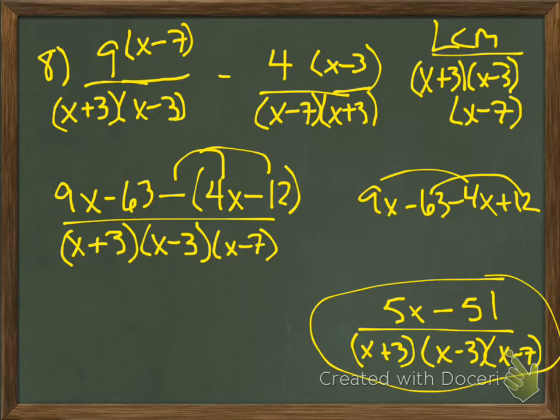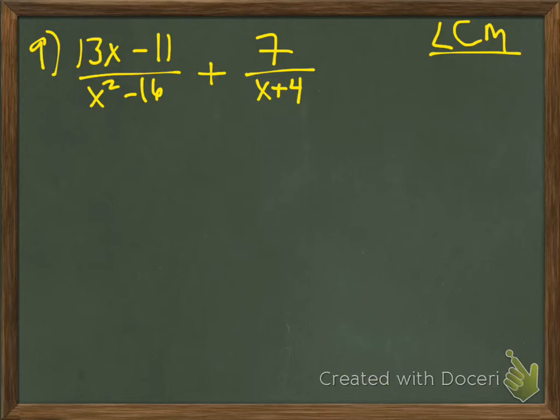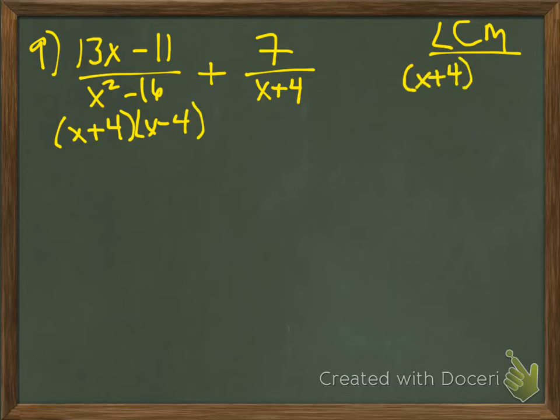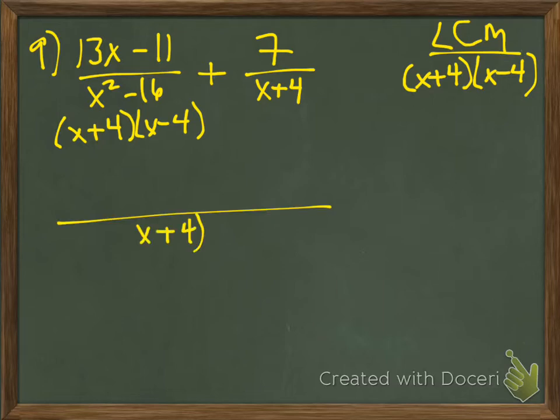Number 9. Okay, number 9 was where I started to make you factor, to start realizing what the least common multiple, or what would help you find the greatest common denominator. So you have to factor the x squared minus 16, and you have to realize that that becomes x plus 4, x minus 4. And if that's the case, what do they have in common? Both fractions have an x plus 4. What can I add from the left? I can add an x minus 4. What can I add from the right? Not a darn thing.